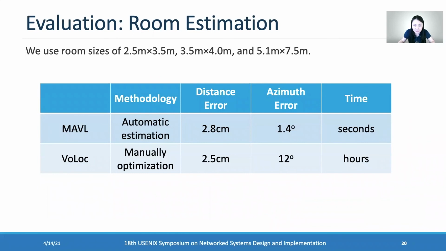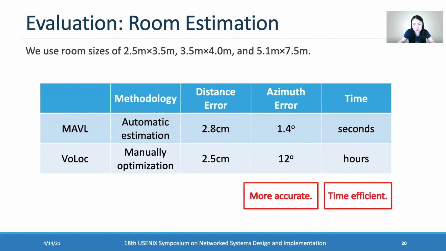Next are our room estimation results. We test different room sizes and we compare with the LOG system approach. Basically, they need to collect 15 commands in the room and jointly estimate the room parameters using an optimization technique. Our median distance error is 2.8 centimeters, and the median azimuth error is 1.4 degrees, which is much more accurate. And more importantly, our approach is much more time efficient, which only takes seconds rather than hours.